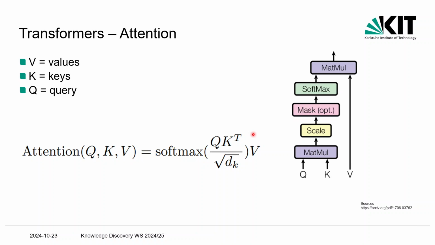So we have three matrices, Q, K, and V. Q standing for query, K for keys, and V for values. And here we have our softmax, our attention formula visualized. You have K and Q, you do matrix multiplication on them, scale them, optionally mask them, do a softmax on it, and then you do the matrix multiplication.